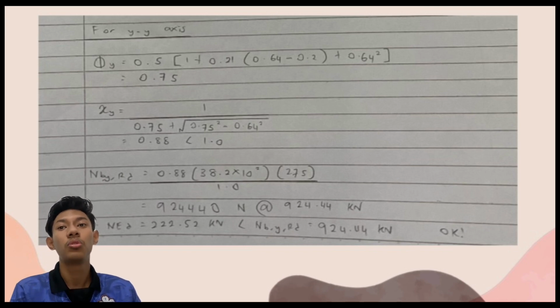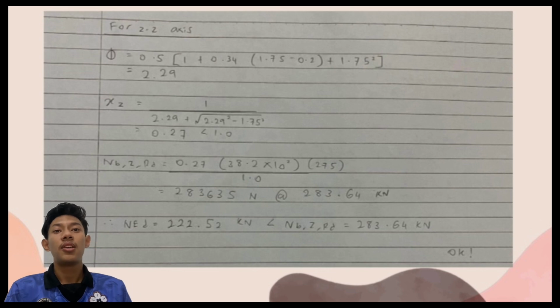So I move to the ZZ axis. I calculate and include the formula. NED is less than NBZRD, so this is okay.